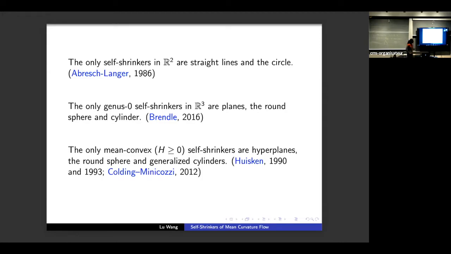So then more recently, Colding–Minicozzi was able to remove this assumption on the second fundamental form. So nowadays we know that a priori your self-shrinker may have a second fundamental form or curvature that blows up at infinity or becomes unbounded at infinity, but you can still prove this classification theorem. Okay, so that is about mean convex self-shrinkers.